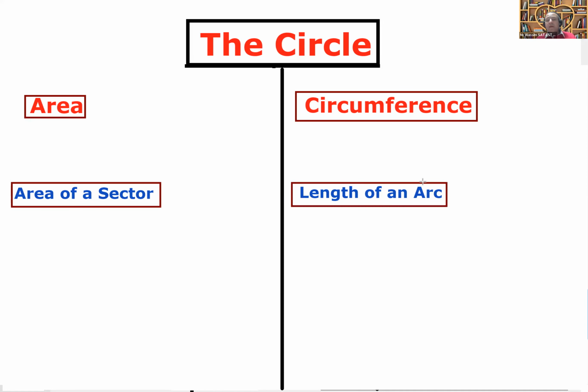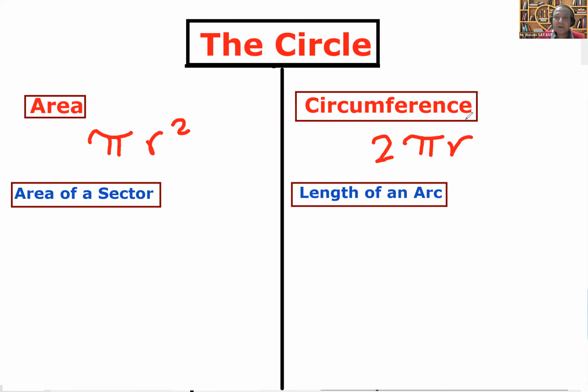Area of a circle, circumference of a circle, I think all of you know the rule, right? Area is pi r square, and circumference is 2 pi r, right? Now what about the length of the arc and the area of sector?